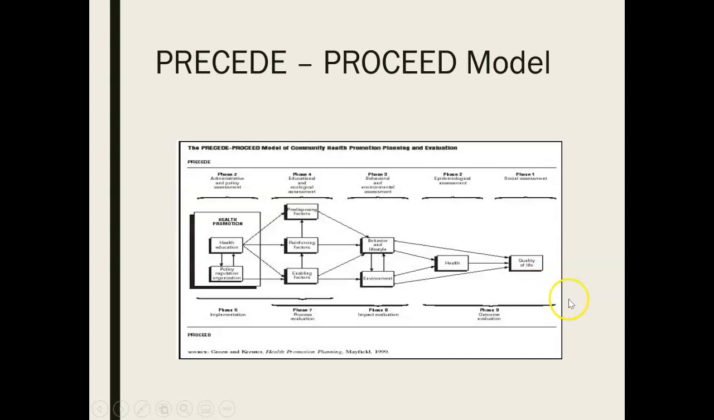So I have this on the board right now because Precede-Proceed is one of the major models that are used to look at planning. And when you look at the model, going across the top from right to left, there are phases of planning, there's implementation, and going across the bottom left to right is evaluation. And it looks like evaluation and planning actually occur separately, but when you get into the real world, they typically occur at the same time.